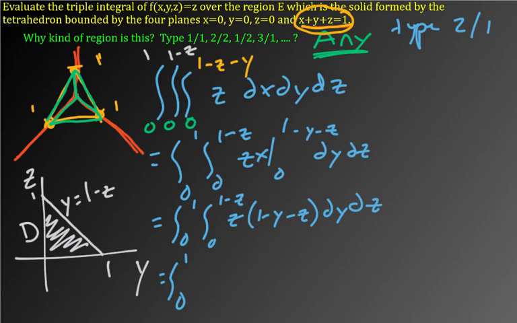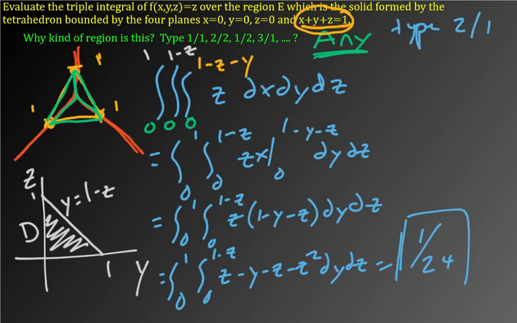I think I'm going to actually be even more lazy. So I'm going to just do z minus y minus z squared, and then dy dz. It's really quite a nice problem at this point. You'll get y squared over 2 there. You plug this in. I'm going to let you finish this thing off. I'll tell you the right answer is 1 over 24. But really, at this point, that shouldn't be too bad, that double integral.